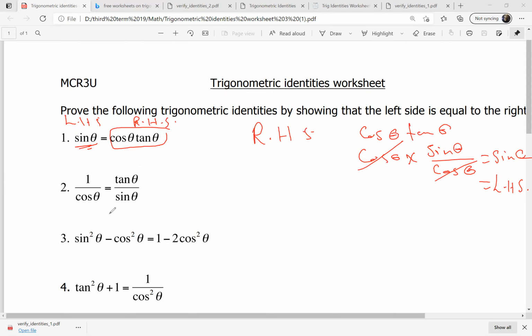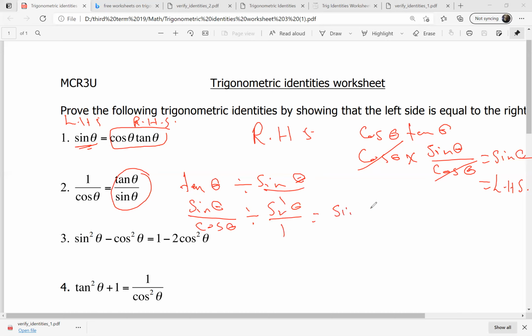Number 2, you can use it also by the same rules. What is tan theta over sine theta? This is tan theta divided by sine theta. It will be sine theta over cosine theta divided by sine theta over 1. It will be sine theta over cosine theta times 1 over sine theta. And you can remove sine theta in the numerator with sine theta in the denominator to get 1 over cosine theta, which is the left hand side. It's okay.